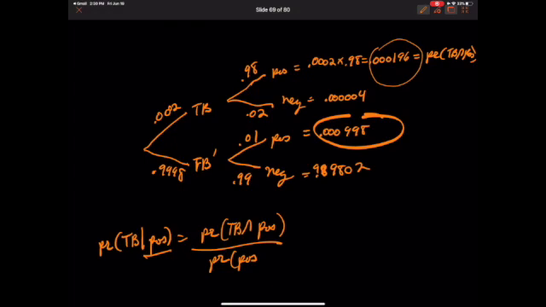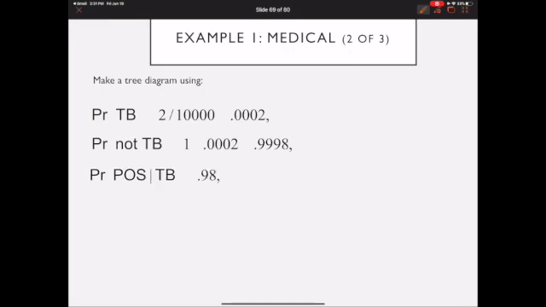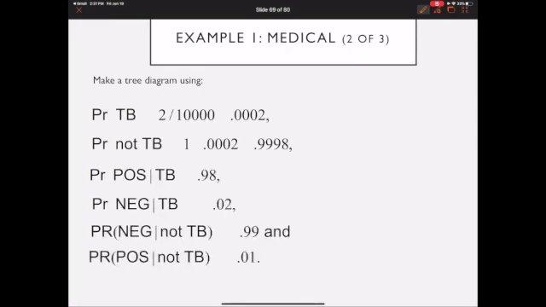So I have 0.000196 over 0.000196 plus 0.009998 equals, oh, so maybe I forgot a 9. There we go. That's going to be right about 0.02. So there's a 2% chance that someone has TB given that they got a positive test. And like I said, I do have the examples worked out for you guys so you can check your answers.